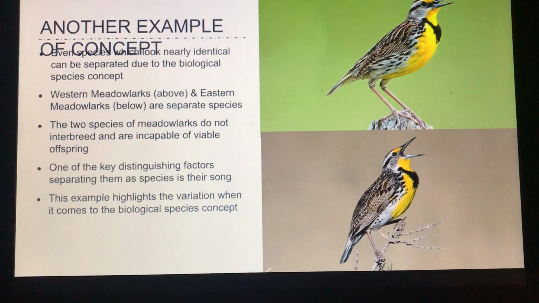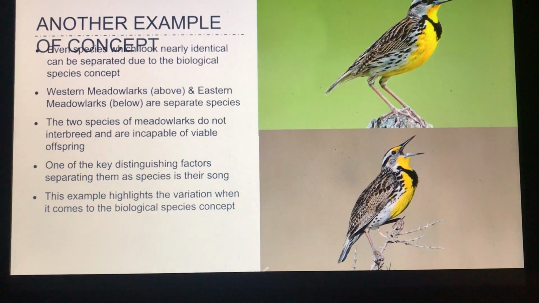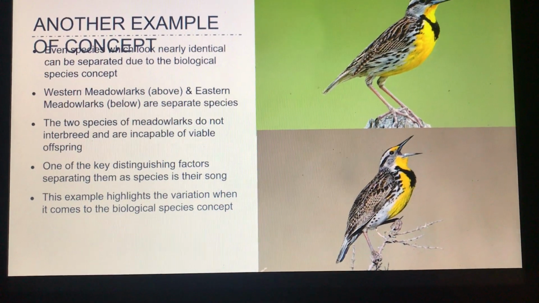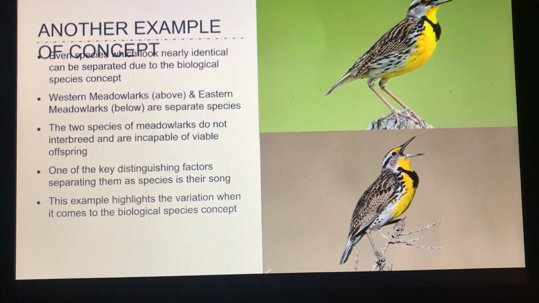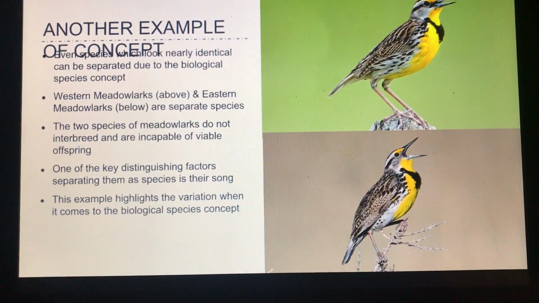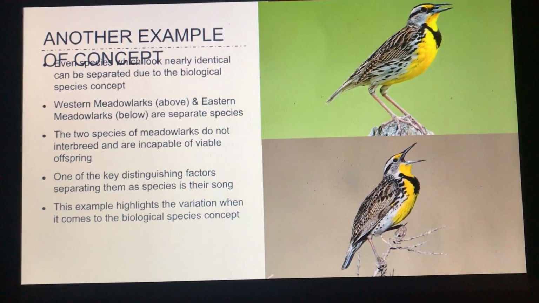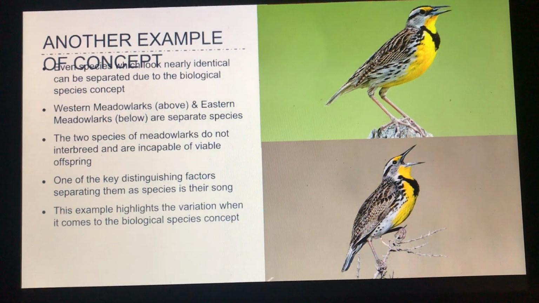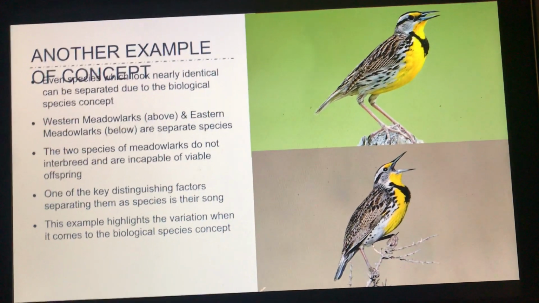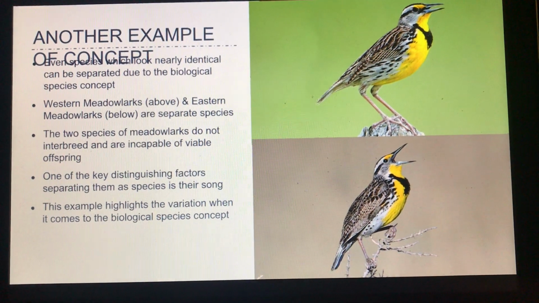There's another example of the concept. Even species which look nearly identical can be separated due to the biological species concept. Western meadowlarks, which is above, and eastern meadowlarks, which is below, are separate species. The two species of meadowlarks do not interbreed and are incapable of viable offspring. One of the key distinguishing factors separating them as species is their song. This example highlights the variation when it comes to the biological species concept.